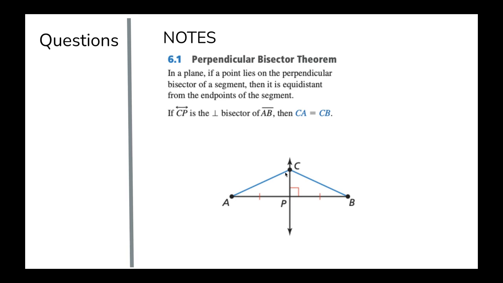So from A to C, it's the same distance as B to C. I could pick another point that's a little lower, and it would still be from A to that new point. It's the same distance as B to that new point.